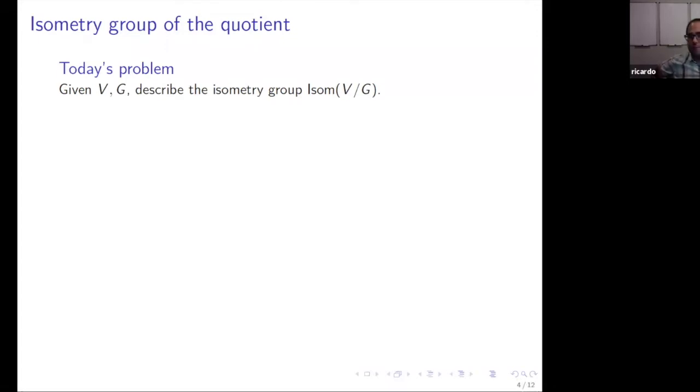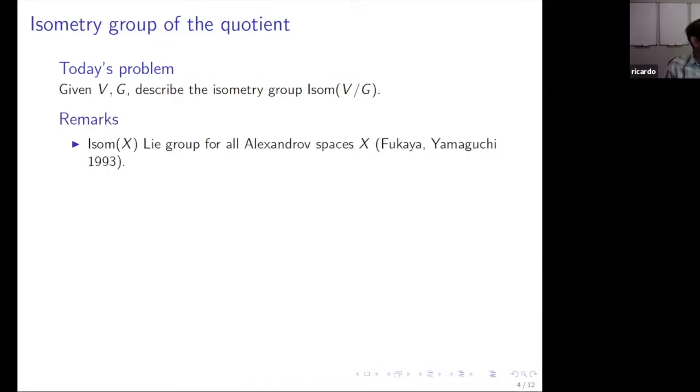Okay, so let's start with some basic remarks about this isometry group. The first remark is that it's a Lie group. More generally, the isometry group of any Alexandrov space is a Lie group. This is a result of Fukaya and Yamaguchi from the 90s.